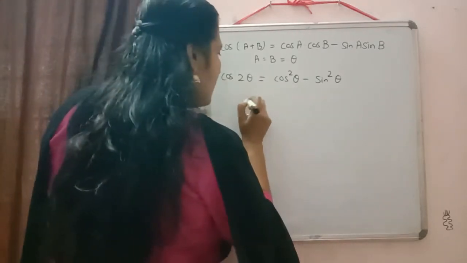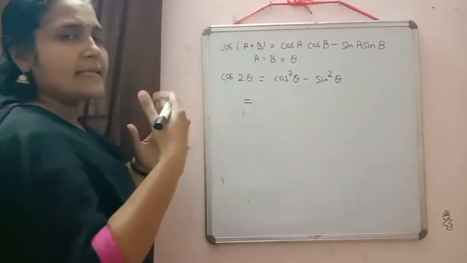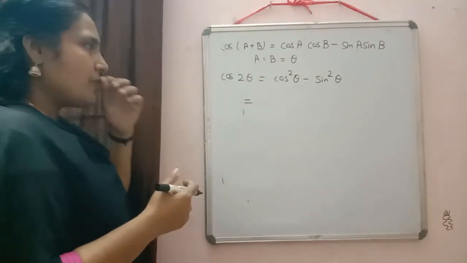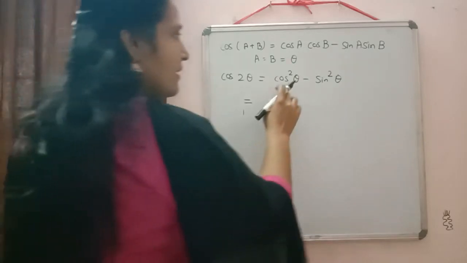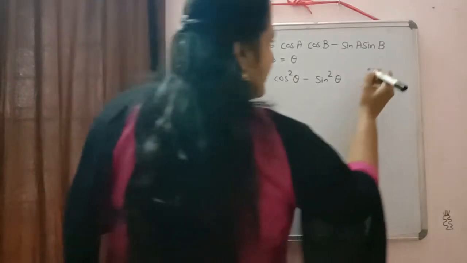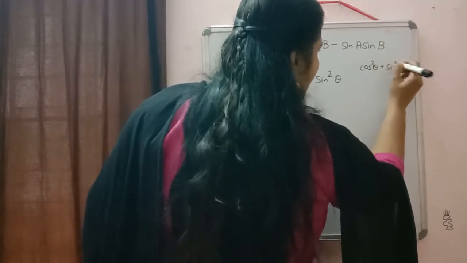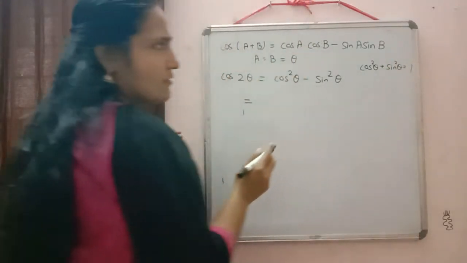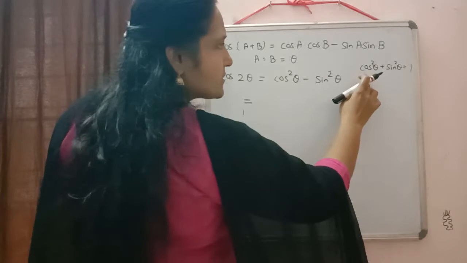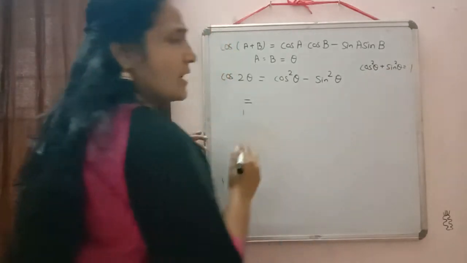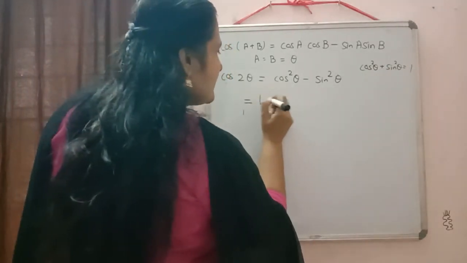After that, now we will change how we can rewrite the same formula. From here, cos square theta, using the identity, we know cos square theta plus sin square theta is equal to 1. So from this identity, cos square theta can be written as 1 minus sin square theta.